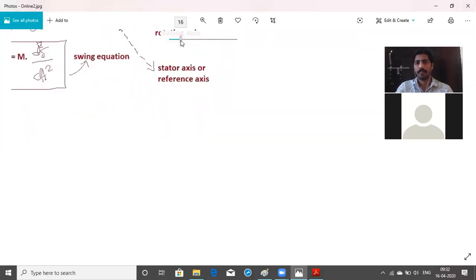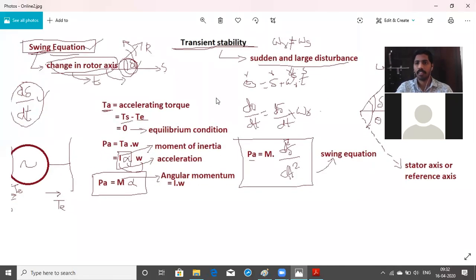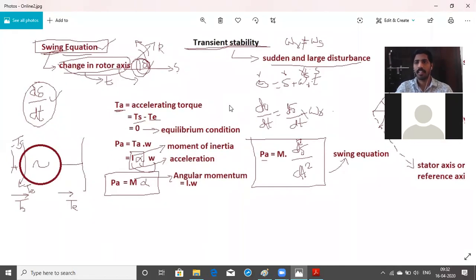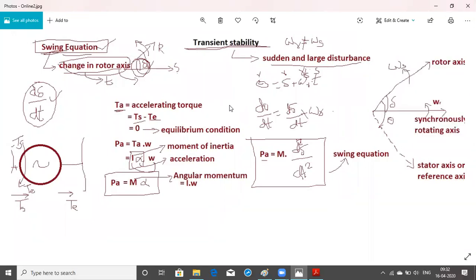In yesterday's session, we started the transient stability, right? So this time, starting the session, the transient stability. Up to the previous session, we completed the steady state stability. In the last session, we just started the transient stability.